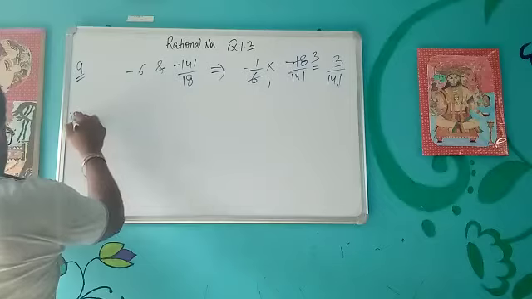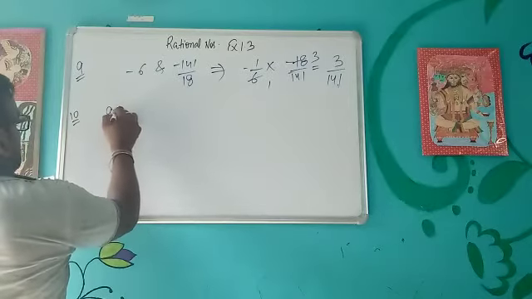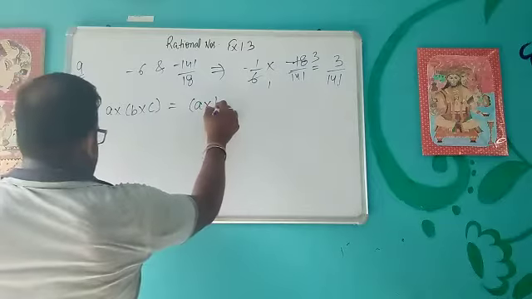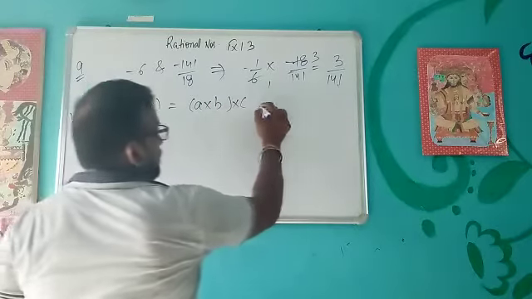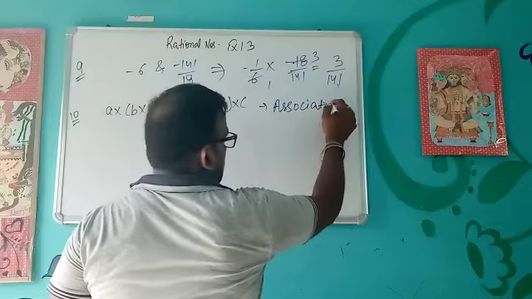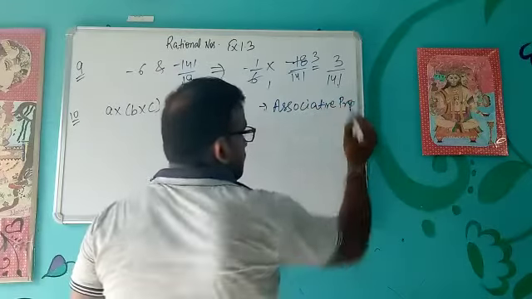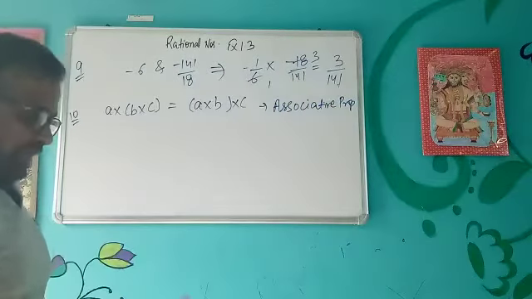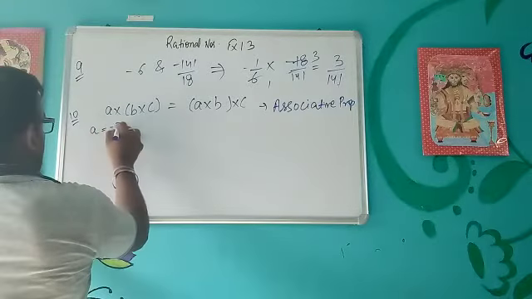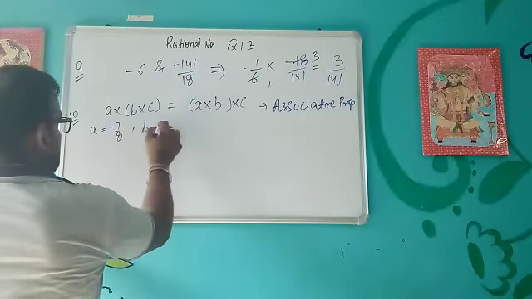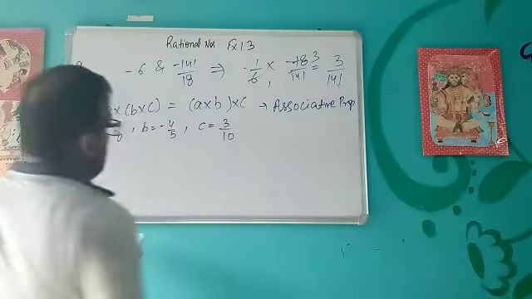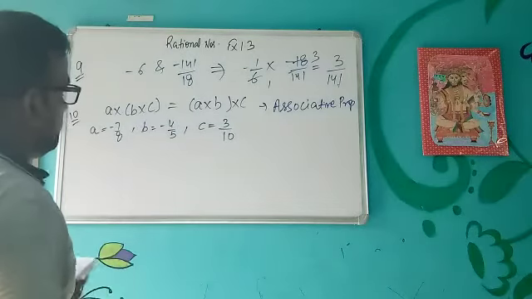Then in the 10th question we have to again see a property, and this property is known as the associative property of multiplication, and this we have to verify. Suppose a is equal to minus 7 upon 8, b is minus 4 upon 5, and c is 3 upon 10. So for these three numbers we have to verify this property.